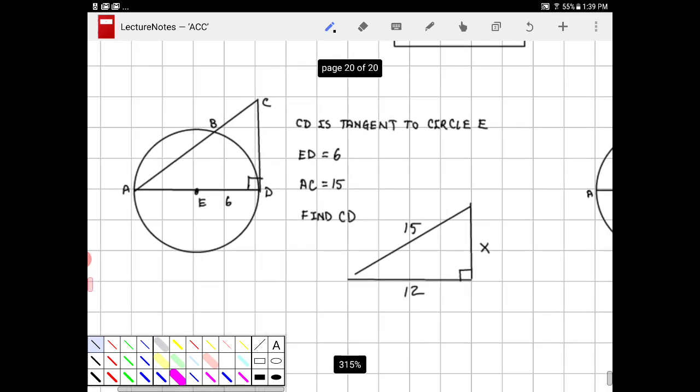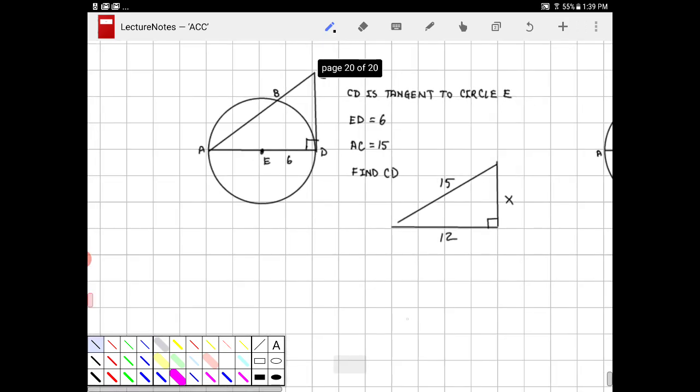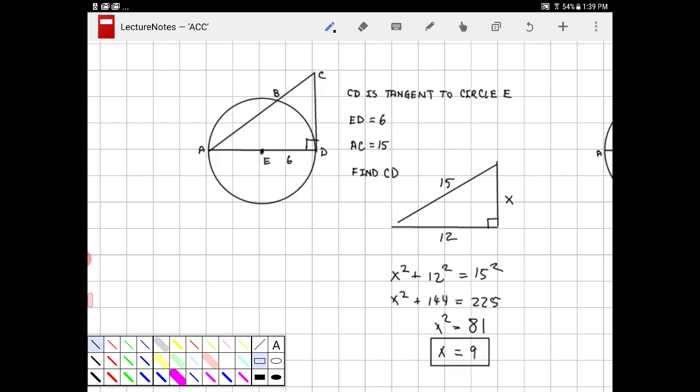Well, isn't this just another Pythagorean theorem problem? As a matter of fact, it is. So therefore, I say x squared plus 12 squared is equal to 15 squared. If I go through the Pythagorean theorem, this is 144, and 15 squared is 225. I can then conclude that x squared is equal to 81, or x is equal to 9. Or in other words, CD is equal to 9.